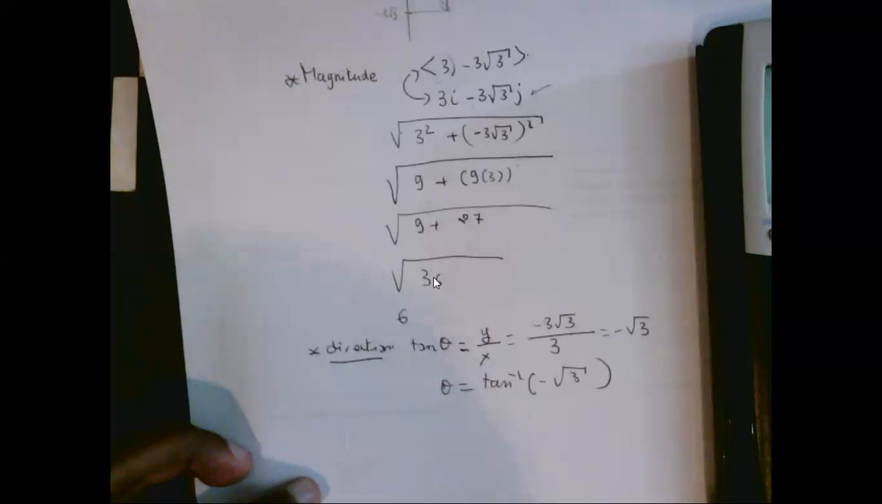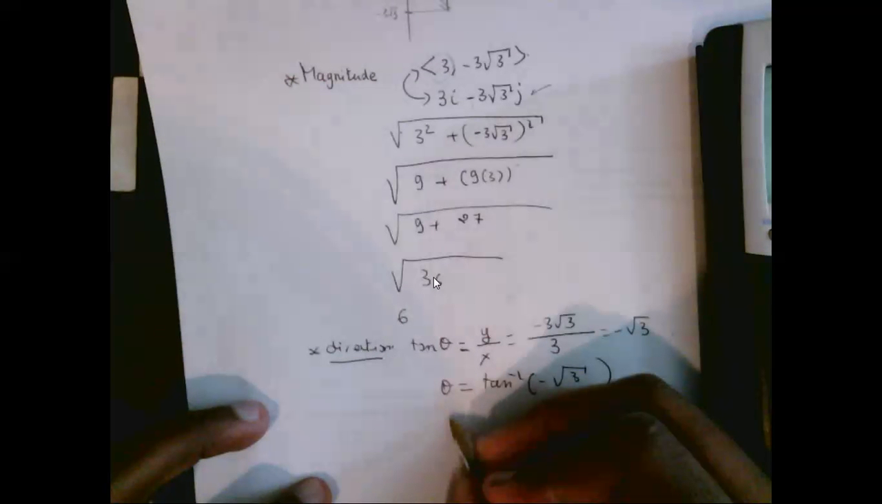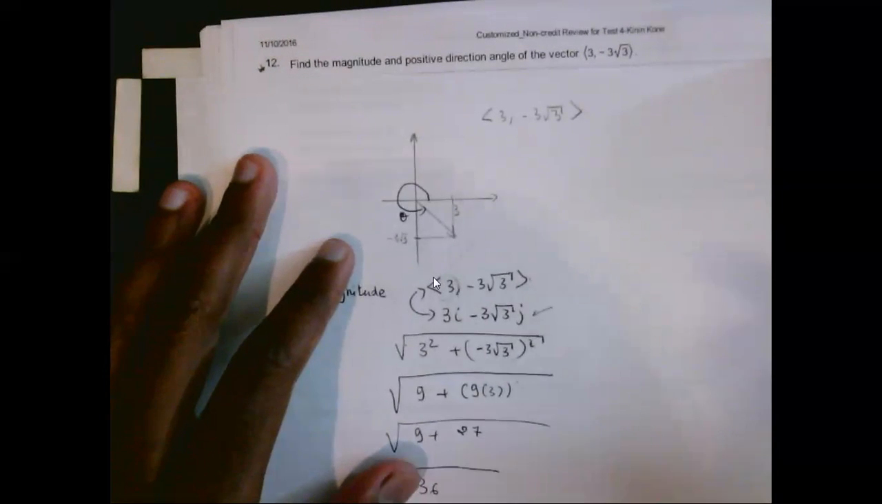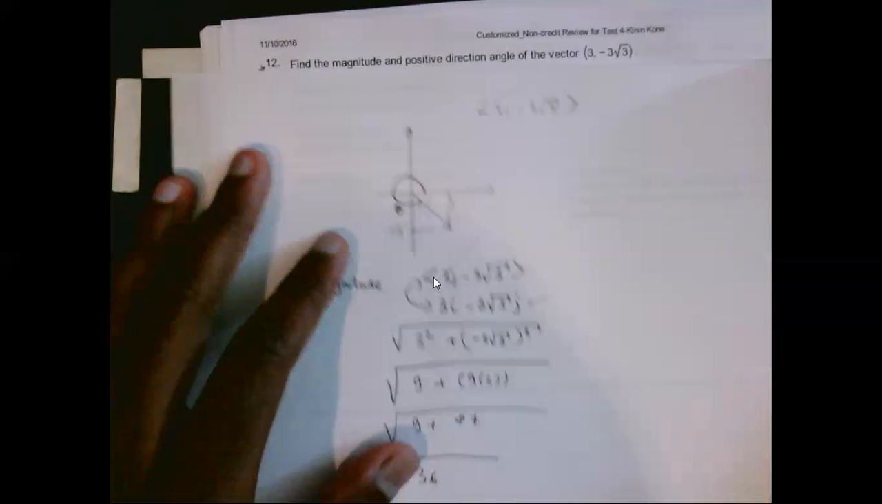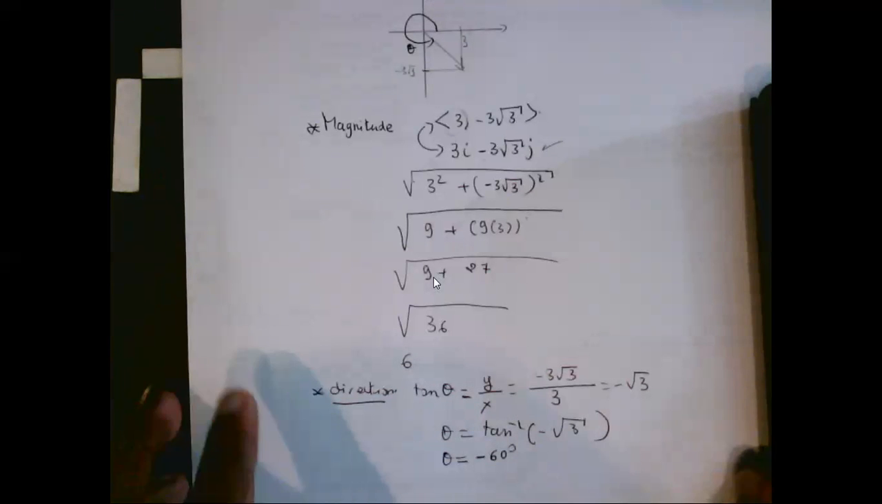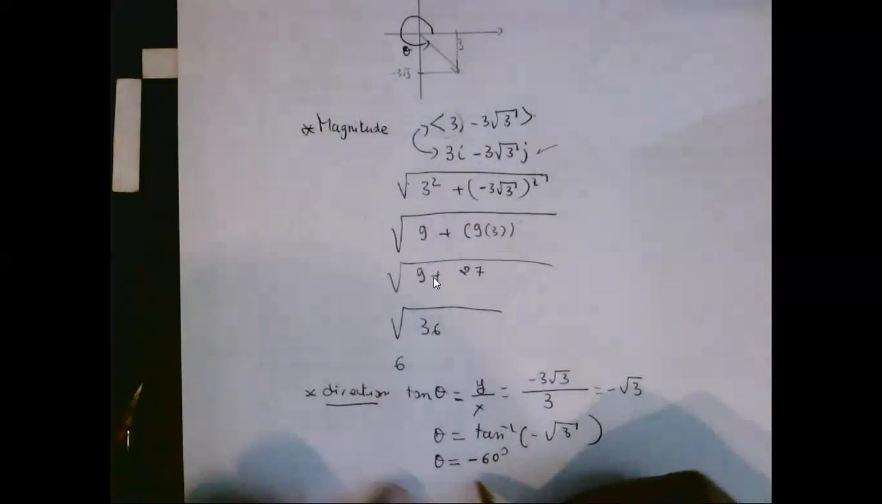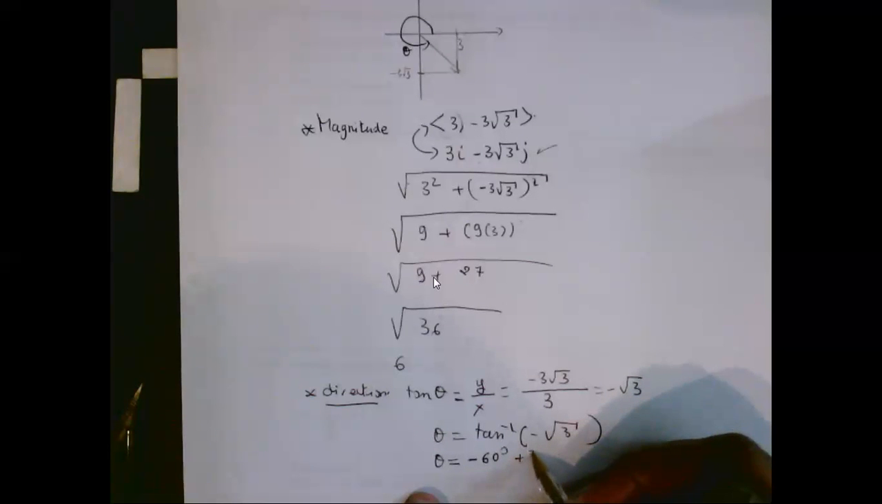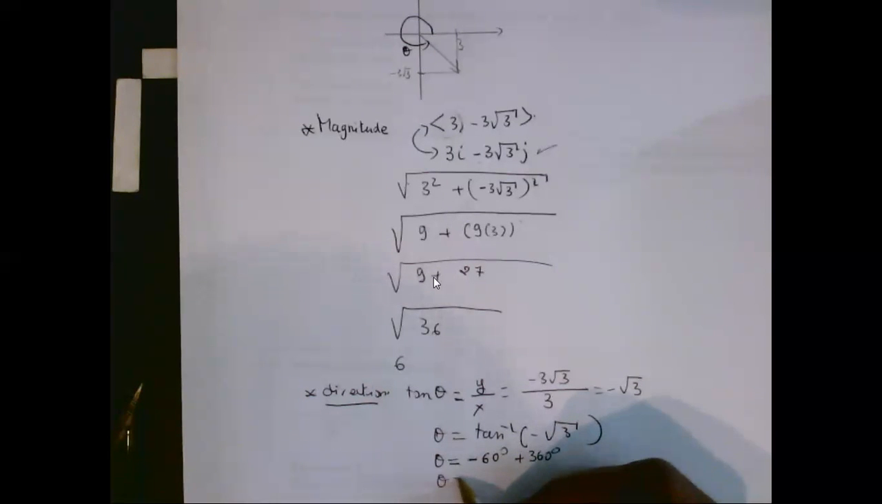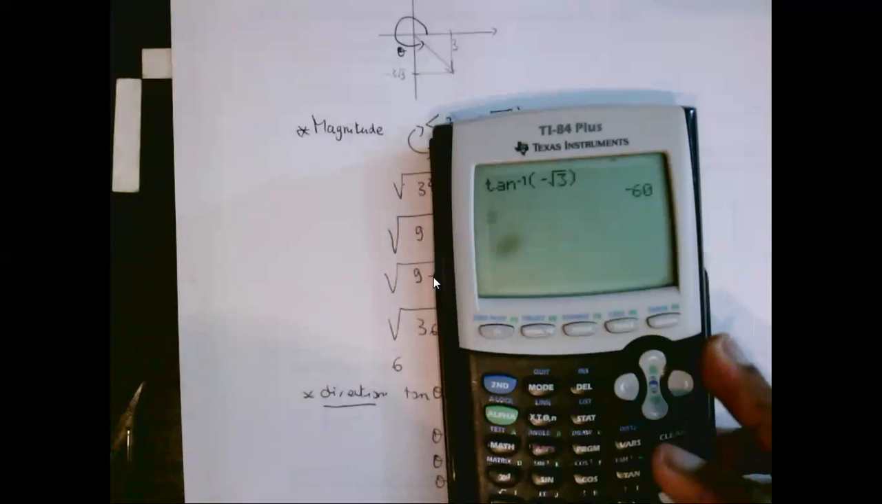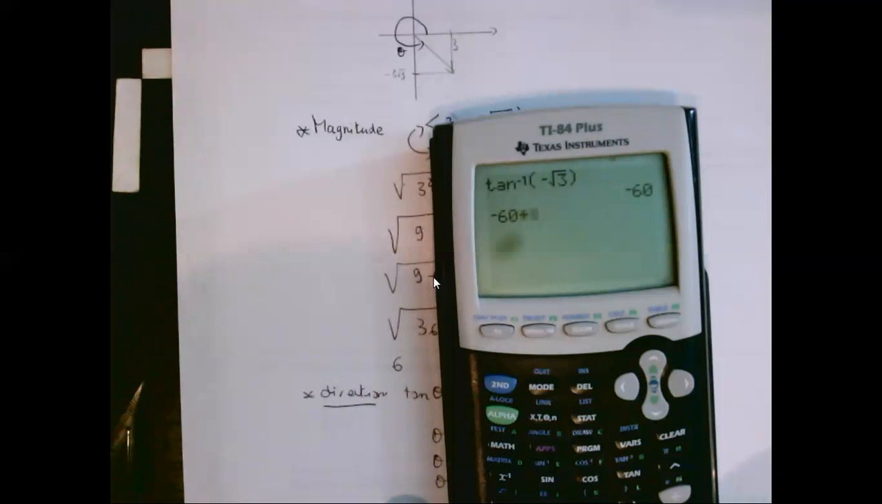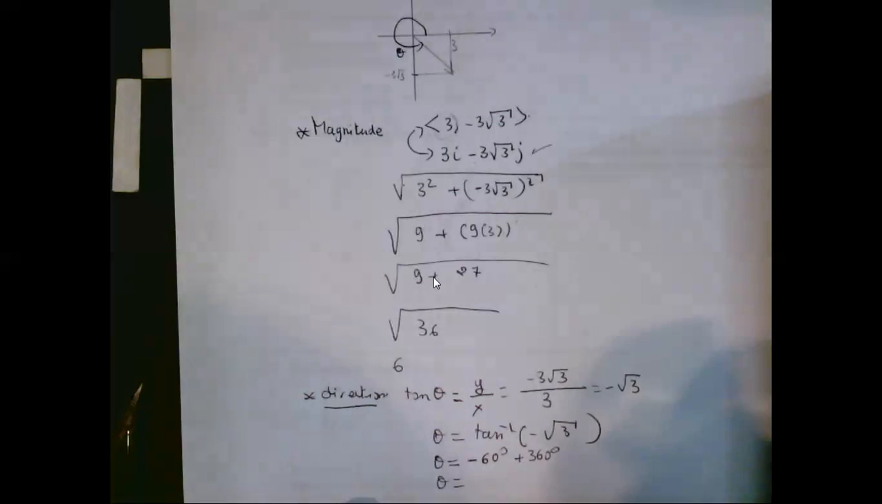But remember, in the problem they ask us to find the magnitude and the direction in the positive direction. So we have a negative angle, so what do we do? We can find its positive equivalent. So its positive equivalent will be the same thing plus 360 degrees. So theta will be equal to negative 60 plus 360 degrees, I get 300. So theta is equal to 300.